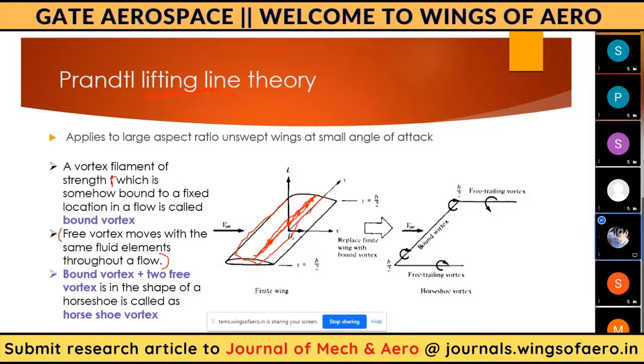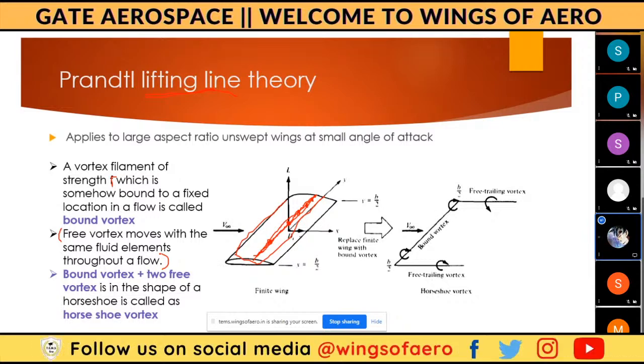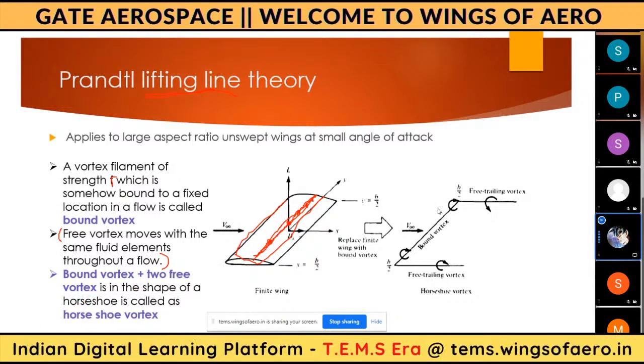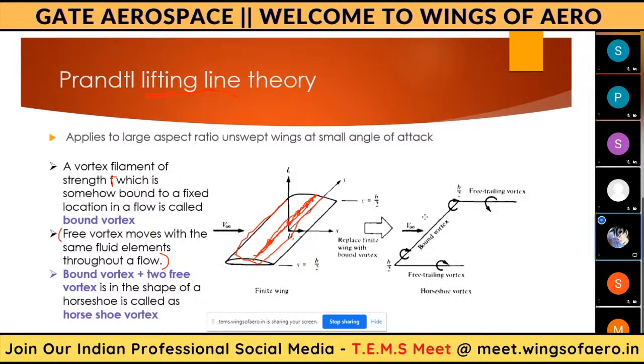Why they are called free trailing is because they are formed from the trailing edge of the airfoil or wing. Then the combination of the bound vortex plus two free vortices, the shape will be like a horseshoe. That's why it is called a horseshoe vortex.